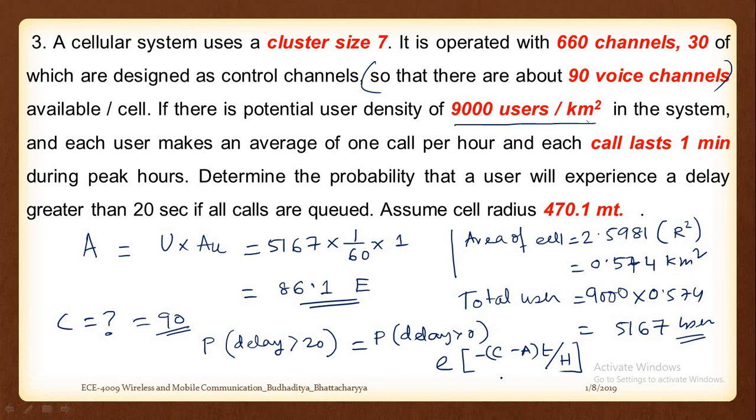So just substitute the value, because this probability of delay greater than 0, you will get it from the table. For 90 channels and intensity of 86.1, find the probability of delay greater than 0. This you will get from the table. Please check the Erlang C table now. And for 86.1 Erlang and 90 channels, is there any information given on the probability? It's not given, I guess.